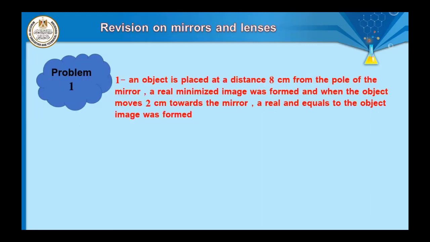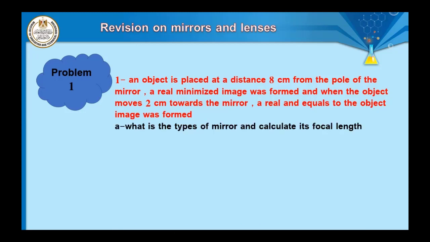Problem number one. An object is placed at a distance of 8 centimeters from the pole of the mirror. A real diminished image was formed. And when the object moves 2 centimeters towards the mirror, a real image equal to the object was formed. The object is placed at a distance of 8 centimeters from the pole of the mirror. What are the properties of the image? A real, diminished image was formed. And when the object moves 2 centimeters, it becomes at a distance of 6. A real and equal image is formed. This means that at a distance of 6 centimeters, the image will be formed real, inverted, equal. This means that the radius equals 6 centimeters. Find the focal length.